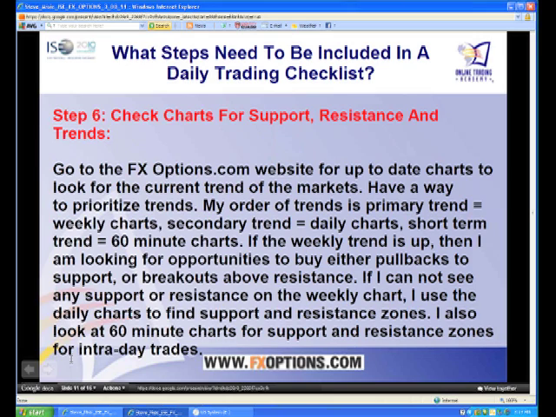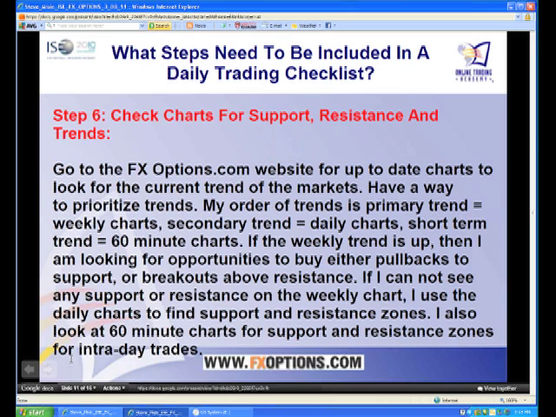So if the weekly trend is up, I'm looking for opportunities to buy either pullbacks to support or breakouts above resistance. And I can do that on a daily chart or a 60-minute chart. If I can't see any support or resistance on the weekly chart, then I'll use the daily charts to find support and resistance zones. And I also look at 60-minute charts for support and resistance zones if I'm going to do intraday trades. So I can adapt my style depending on if I want to trade for a short-term move in one of the currency pairs or if I want to trade for a longer-term move. So having this order allows me to prioritize which trends matter the most to me.